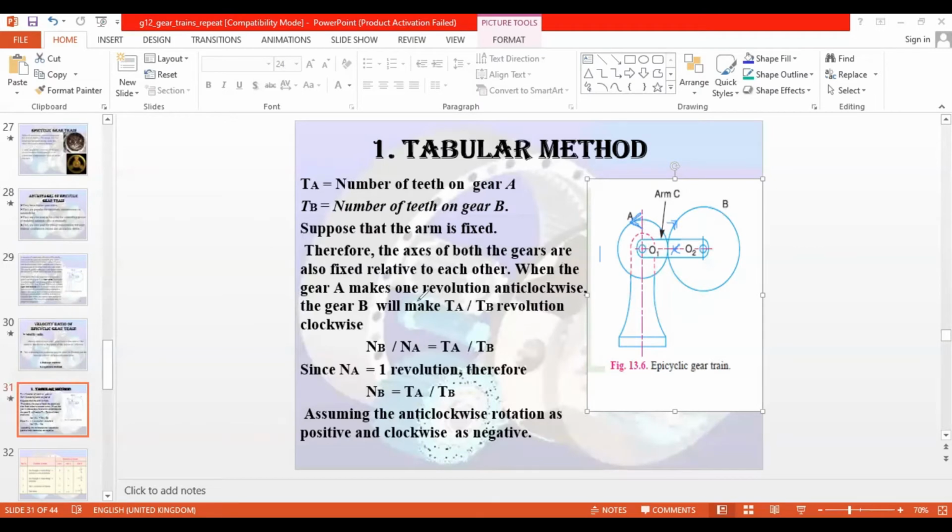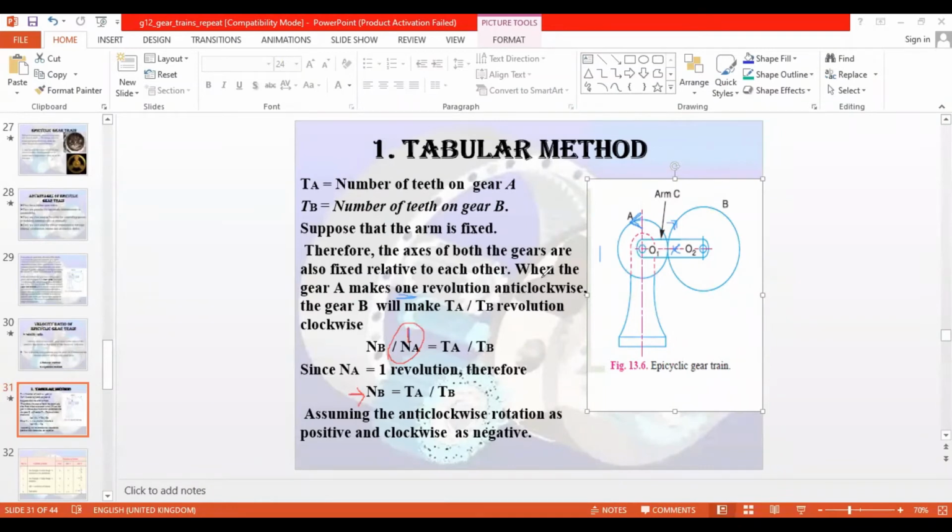Here, what is given is that the gear A makes one revolution, right? So instead of NA, I'm going to put 1, right? That's how it's given. So if the gear A makes one revolution, now my equation is going to be NB upon 1 is equal to TA upon TB. So NB is equal to TA upon TB, since NA is equal to 1, right? So the speed of gear B is equal to TA upon TB.